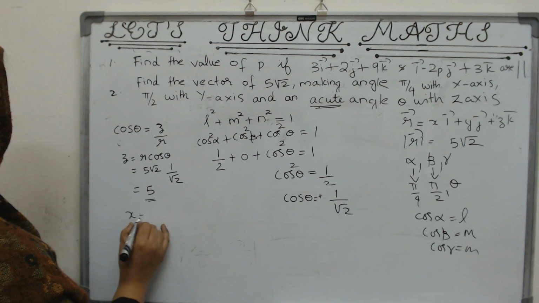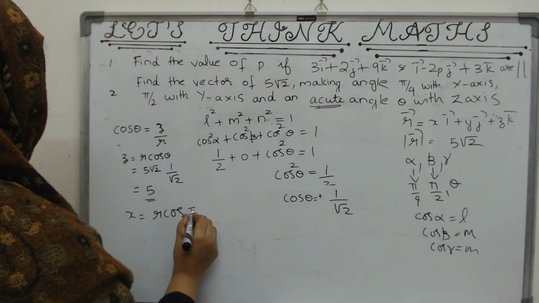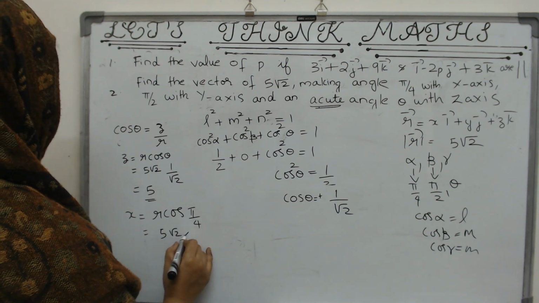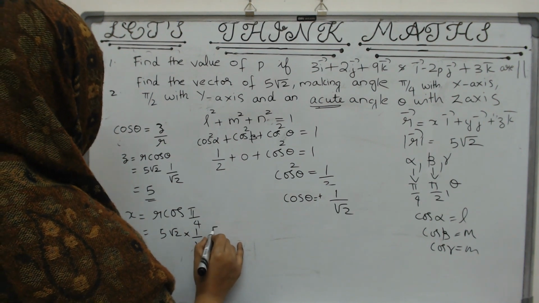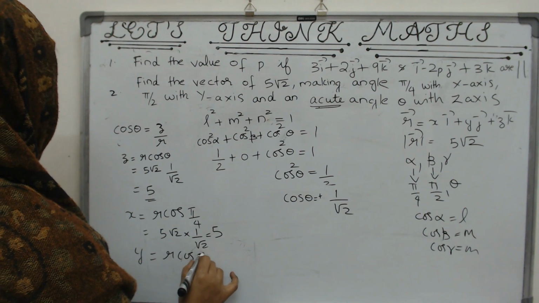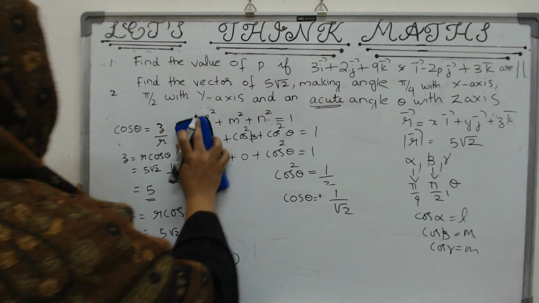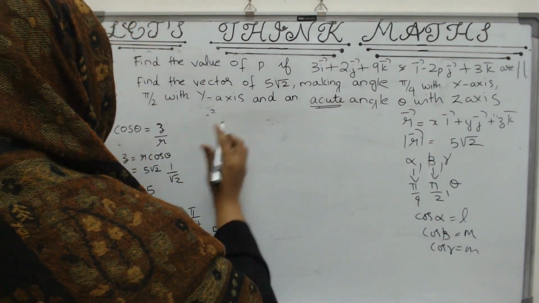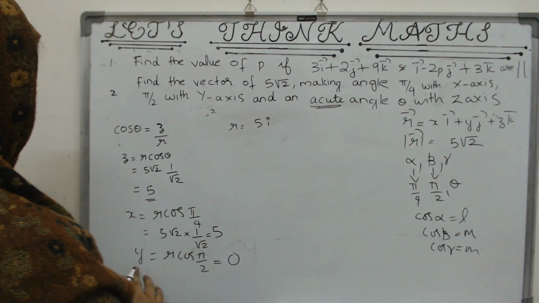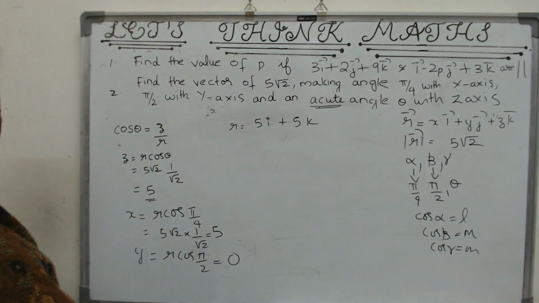What about X? X is R cos alpha, which is pi by 4, which is again the same. 5 root 2 into 1 by root 2, which is again 5. Y is what? R cos pi by 2, which is 0. So how does your vector look like? Your vector is 5i. There is no j here. J gone, plus 5k. This is how your vector looks like.